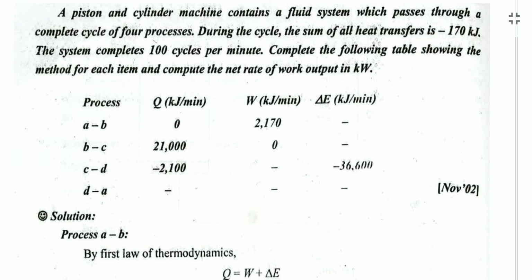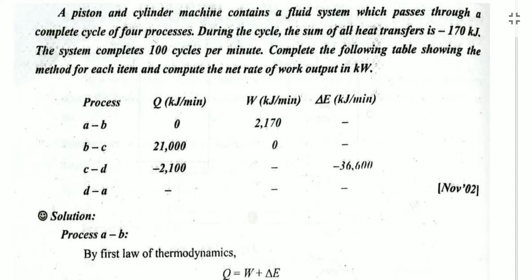And during the cycle, the sum of all heat transfer in the cycle is given as minus 170 kilojoule. And the system completes 100 cycles per minute. So for 1 minute, it completes 100 cycles. Complete the following table, showing the method for each item, and compute the net rate of work output in kilowatt.